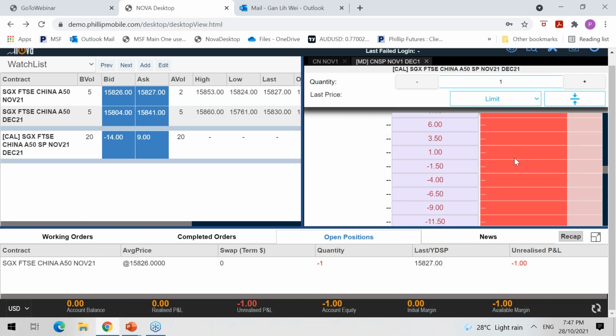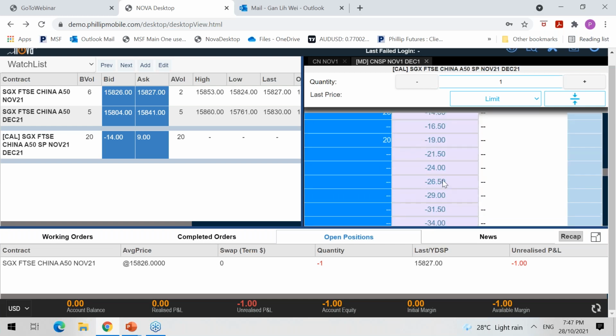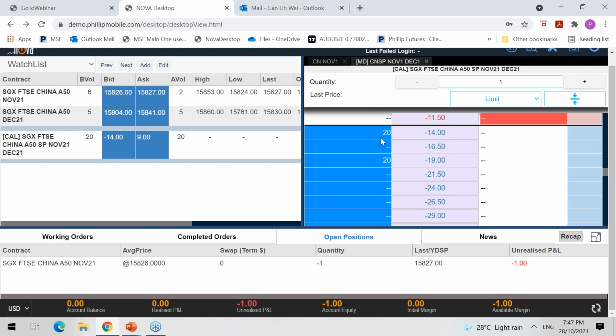So the current price, we have a sell for minus 14 right now over here. So there's a ready market for you to sell at a 14 spread difference. If you want a wider spread, you can go for a queue here, a limit order over here.